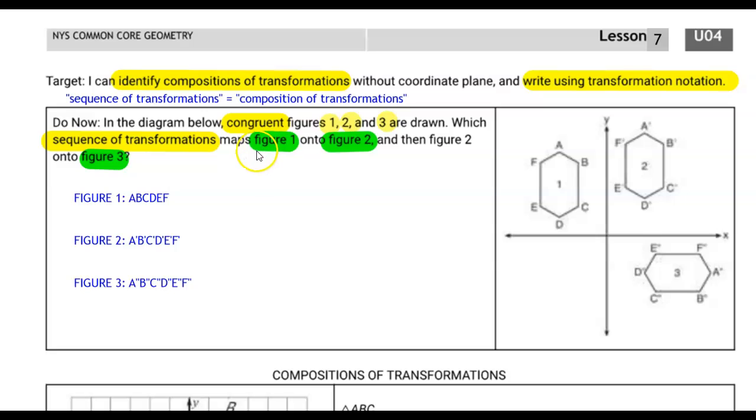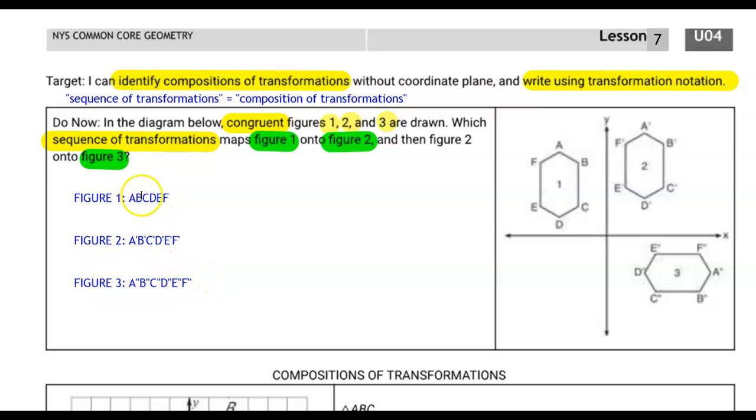Okay, before I show you the answer, there's one thing I want to point out to you. It says that figure 1 is A, B, C, D, E, F, right? Figure 1, A, B, C, D, E, F. Now notice that figure 2 is A prime, B prime, C prime, D prime, E prime, F prime. All of these points have been transformed once, so they all have a prime. Notice that figure 3 has A and then two little lines here. We call these double primes, right?